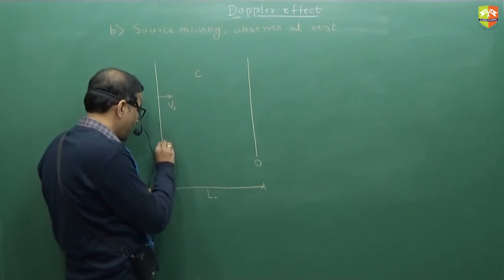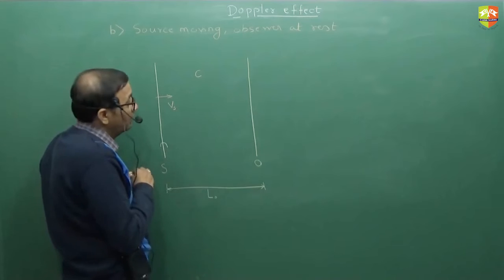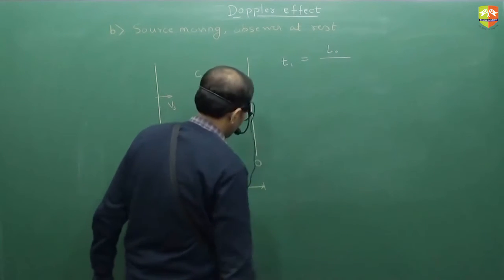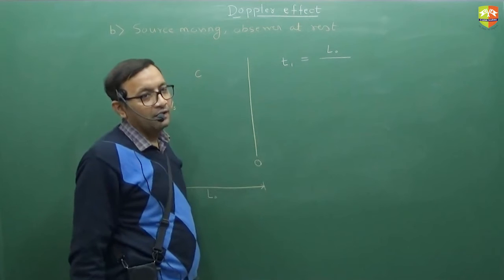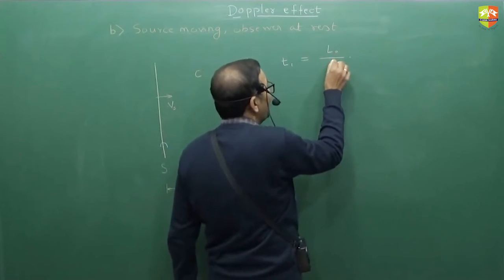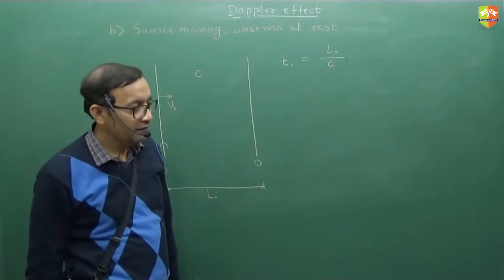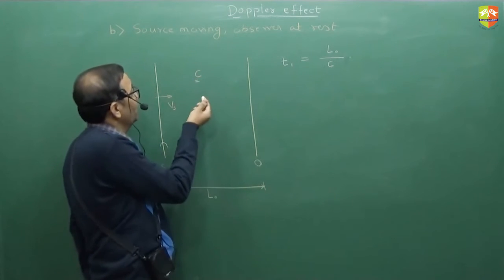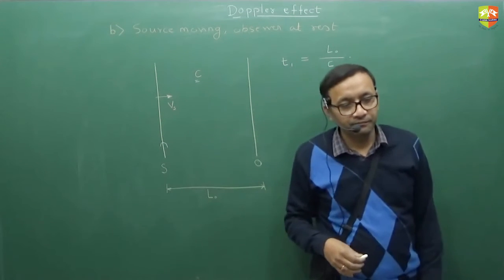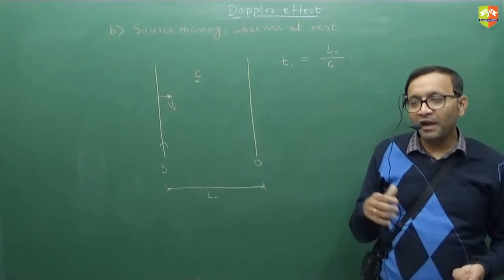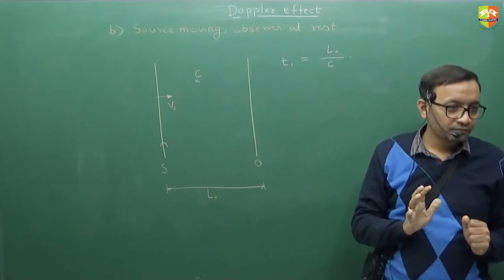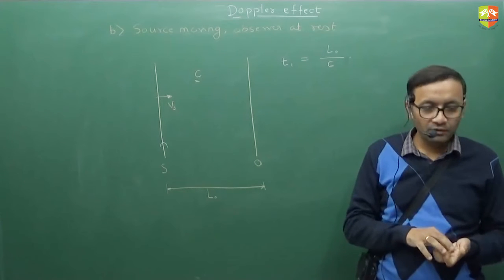The first pulse. t1 will be what? The first pulse will be received. It will be C or C plus V? Velocity of sound depends only on the medium. Got it? Because speed of sound doesn't depend on what the source is doing. It depends on the medium property. For example, if I run and shout, the speed with which the sound will travel will be 330 only. My running will not affect the velocity of the sound. Okay? Now the second pulse.